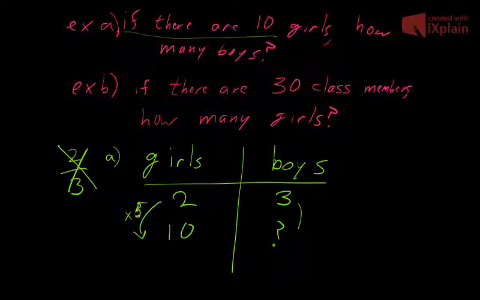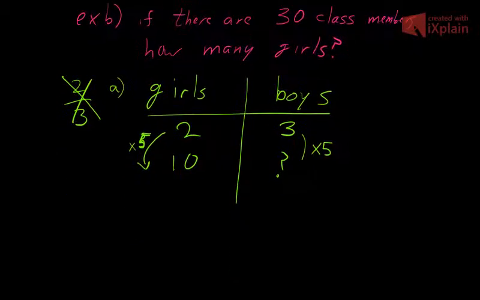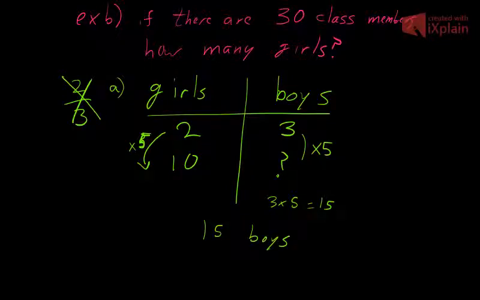So 2 times what is 10? I hope we all know 2 times 5 is 10. So if I do it on that side, I want to do it over here too. I'm going to have 3 times 5, and I end up with 3 times 5 is 15. So that tells me there are 15 boys. That's not the only way we can do it though.